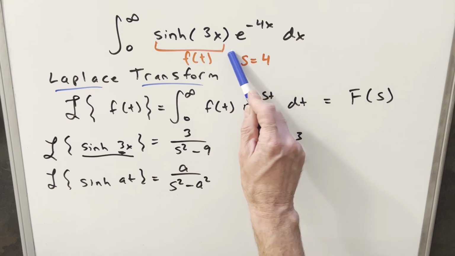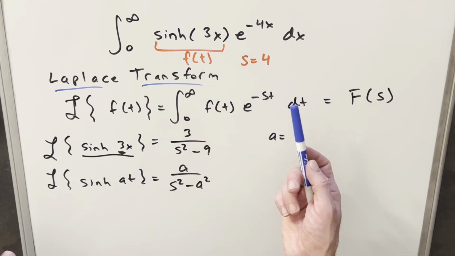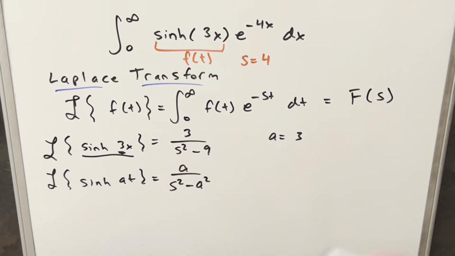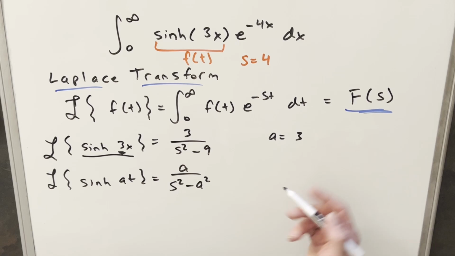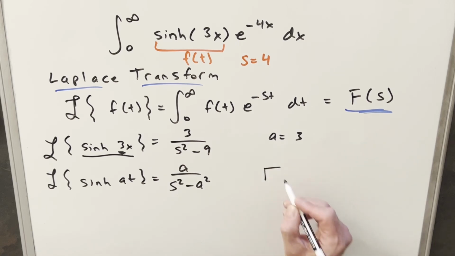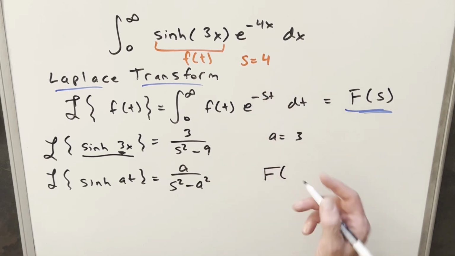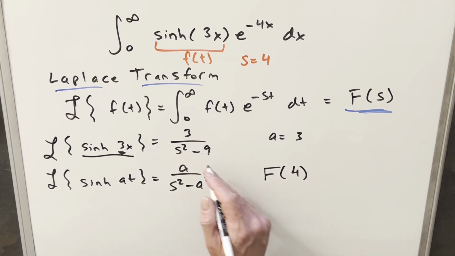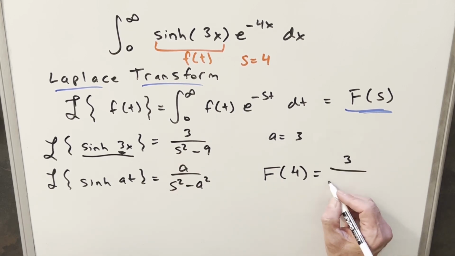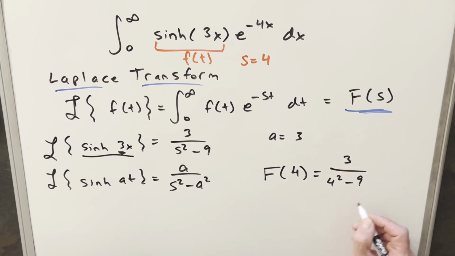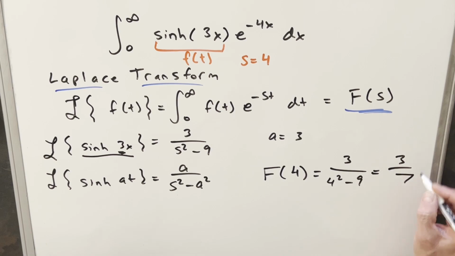But of course we have a definite integral here, so we're going to want to get a number. And the Laplace transform gives us a function in terms of s. But that's not really a problem, as we have an s value. So all we need to do for our function here is calculate f at s equals 4. So we just want f of 4. So we can just plug a 4 in here. And so to calculate this, we're just going to have 3 over 4 squared minus 9, which is the same thing as 3 over 16 minus 9, or 3 over 7.